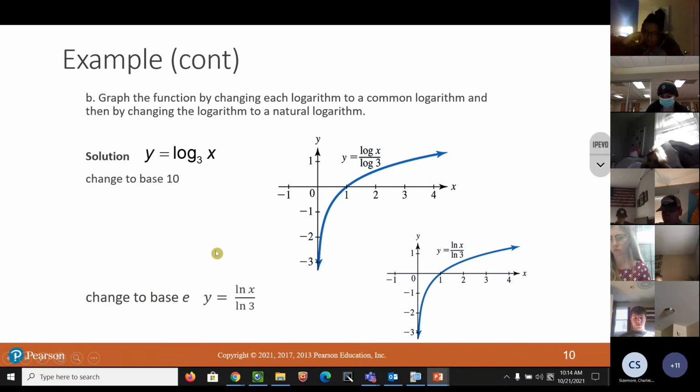Okay, how do you do this one? Well, this is just the same thing. Log of x over the log of 3, and change it to log base e of x over log base e of 3. That's the natural log of x over the natural log of 3. It gives you the same thing. I'm going to let you write that one down in case they ask you to graph that one and compare the graphs. They're the same.